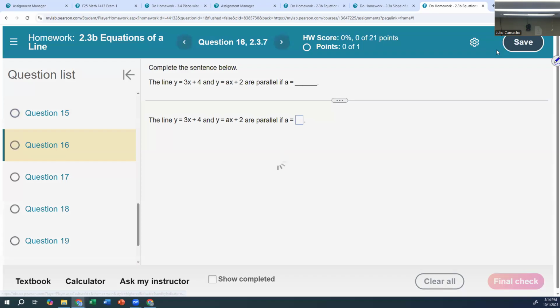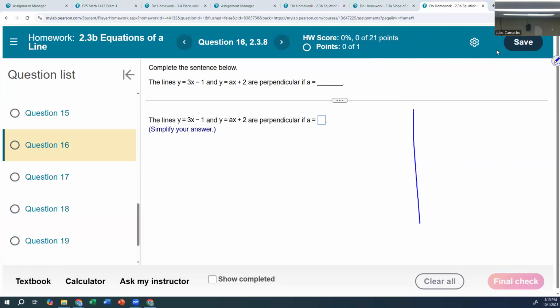Question number 16, asking for perpendiculars. That's a different story. So as you have, again, another graph.